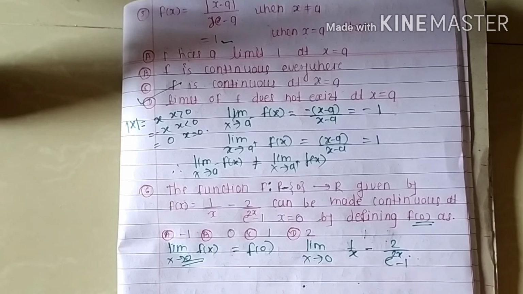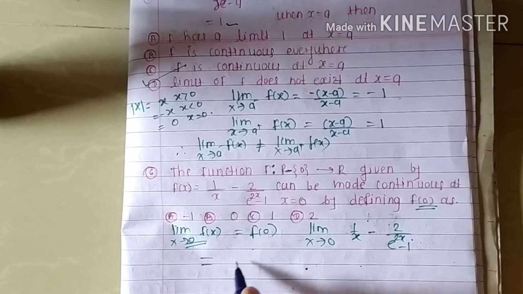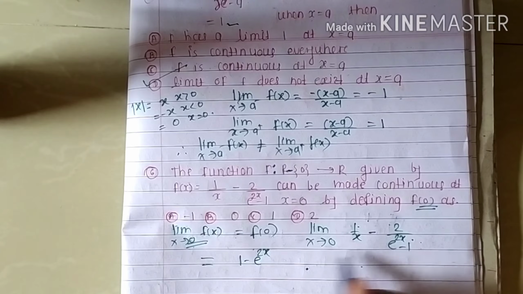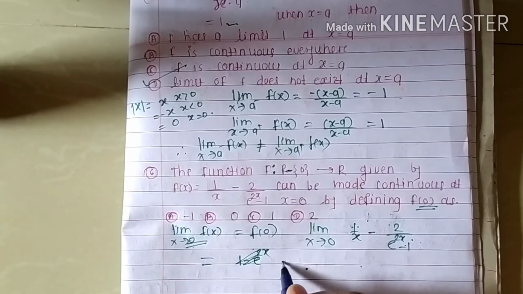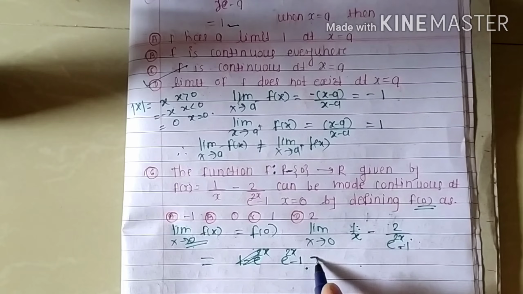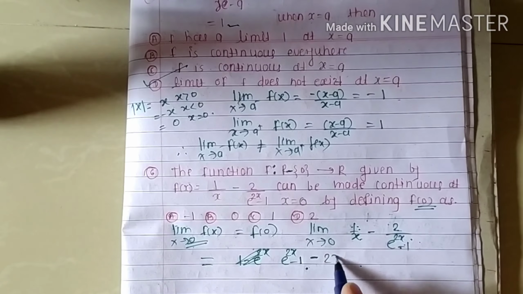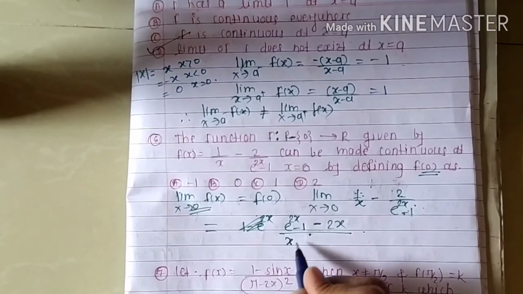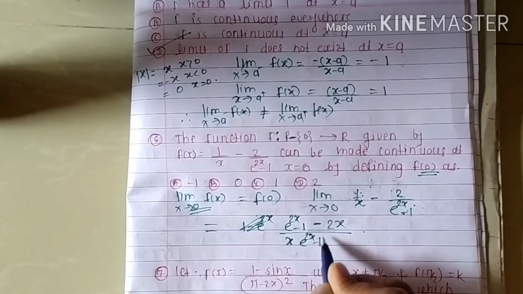If we take cross multiplication, then we get: numerator (e raised to 2x minus 1) minus 2x, divided by the denominator x into (e raised to 2x minus 1).